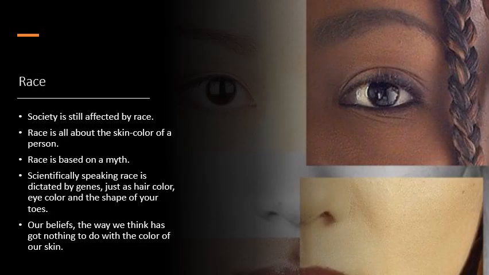Society is still greatly affected by race. Race is all about skin color of a person. It is based on a myth. Scientifically speaking, race is dictated by genes, just like hair color, eye color, and the shape of your toes. Our beliefs, the way we think, has got nothing to do with the color of our skin.